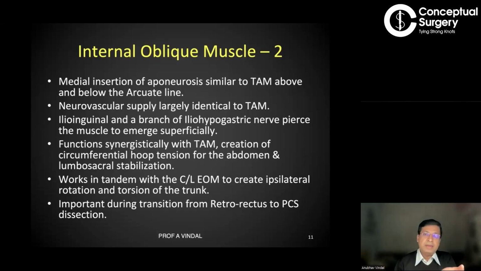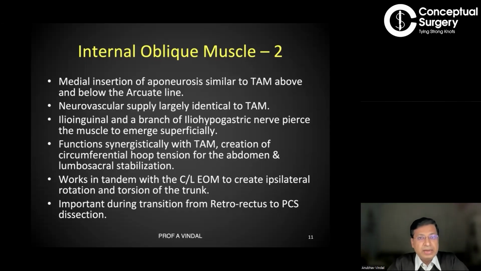The posterior lamina goes along with the aponeurosis of the transversus abdominis to form the posterior rectus sheath. Caudal to the arcuate line, which is midway between the umbilicus and the pubic symphysis, the whole of the aponeurosis of the internal oblique goes anteriorly and gives rise to the formation of the anterior rectus sheath, and none of it goes behind to form the posterior rectus sheath.